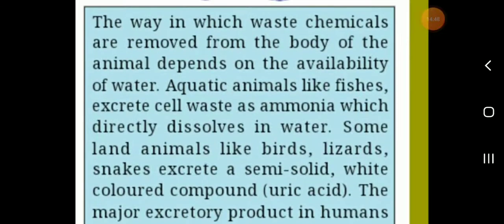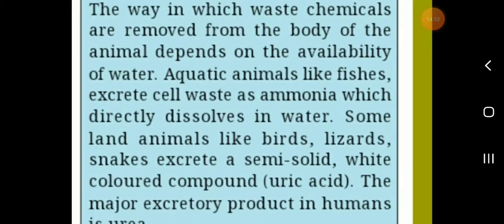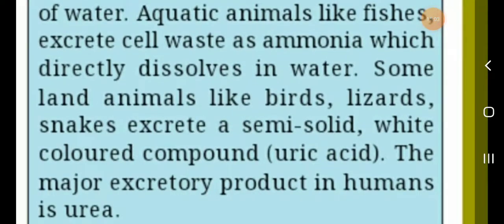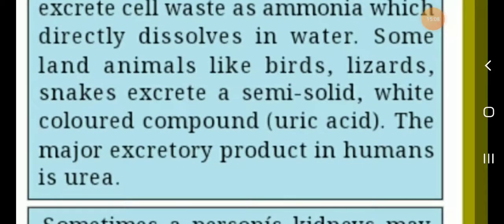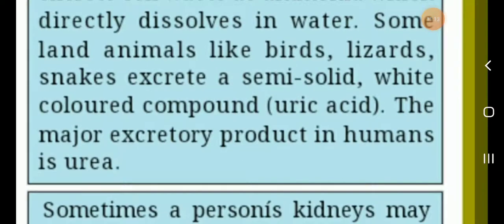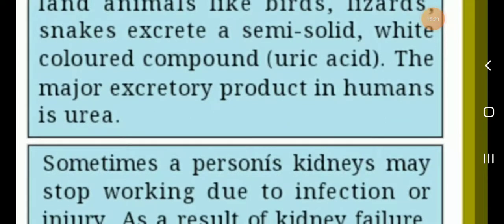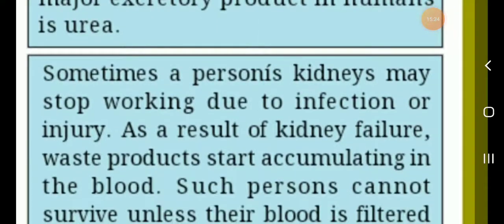See, the way in which waste chemicals are removed from the body of animals depends on the availability of water. Aquatic animals like fishes excrete cell waste as ammonia, which directly dissolves in water. Some land animals like birds, lizards, snakes excrete a semi-solid white compound, that is uric acid. The major excretory product in humans is urea.